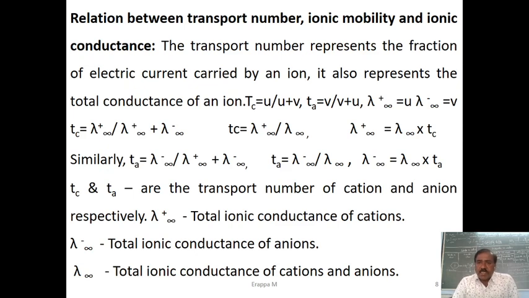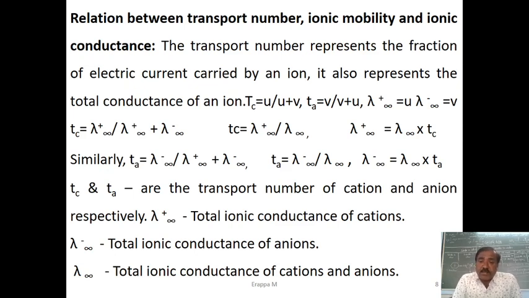Since lambda infinity plus is directly proportional to U and lambda infinity minus is directly proportional to V, in place of U and V we substitute, so Tc is equal to lambda infinity plus divided by lambda infinity plus plus lambda infinity minus. Therefore, Tc is equal to lambda infinity plus divided by lambda infinity, the equivalent conductance at infinite dilution. So you know the equivalent conductance at infinite dilution and the transport number.